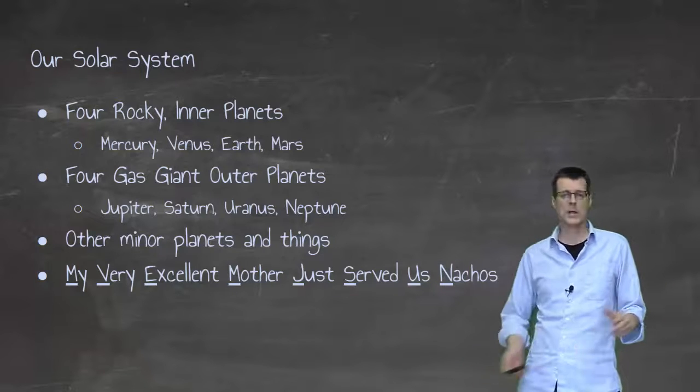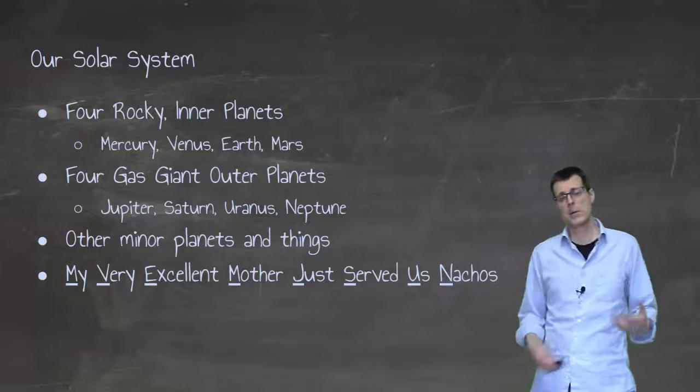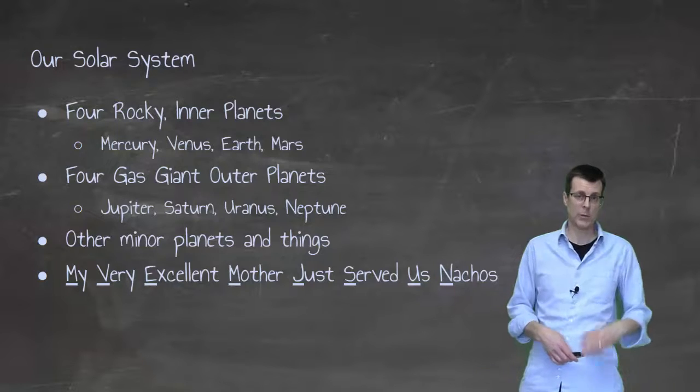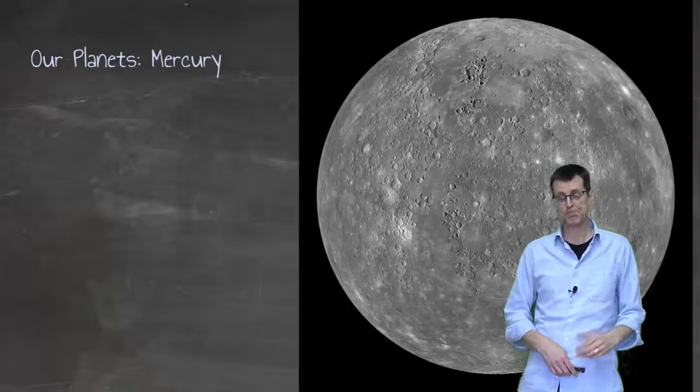And then if you're looking for a way to keep track of those planets in order, because I do want you to be able to do that, this little memory trick might help you with that, where the first letter of each word represents the letter of the planet.